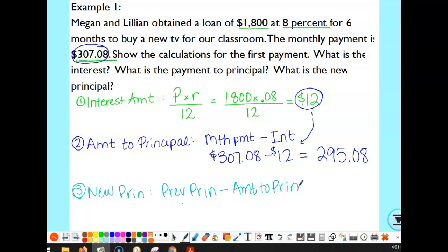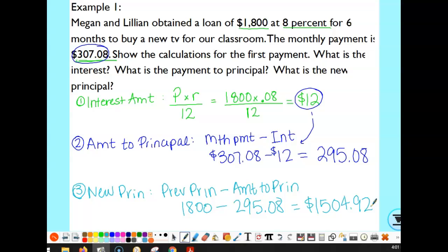Okay, so our previous balance was $1,800 because it was our first month of our loan. And we're going to subtract out $295.08. And that gives us $1,504.92.